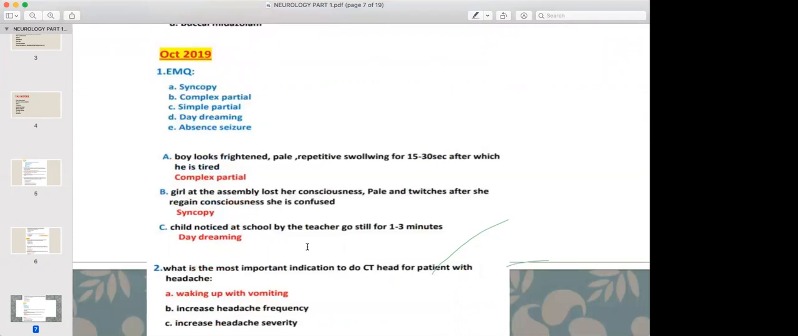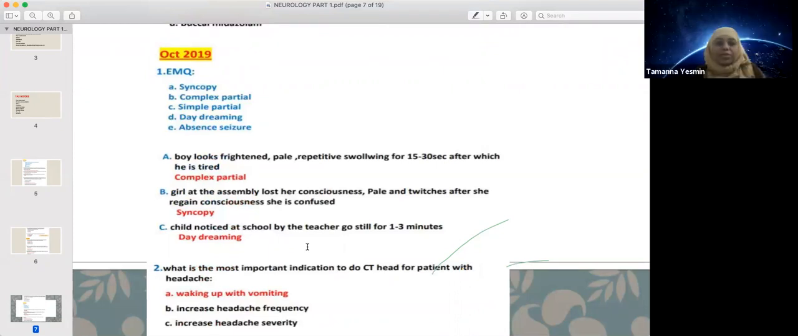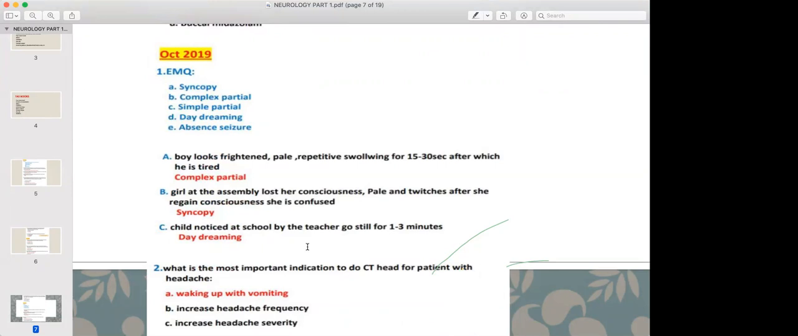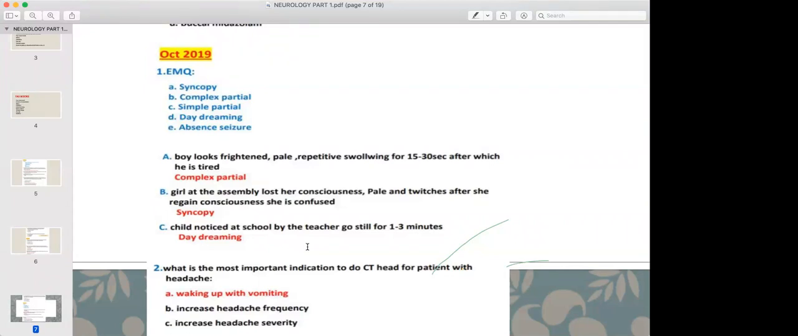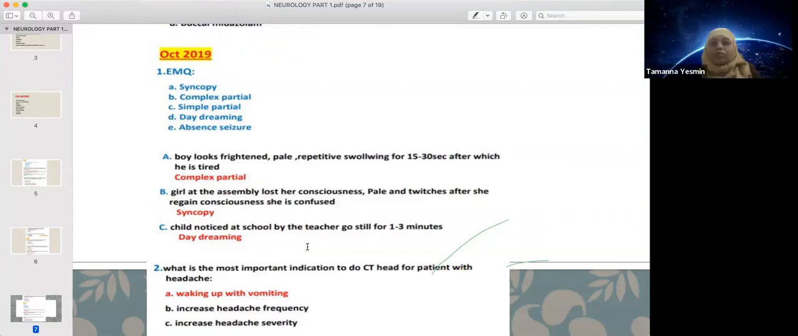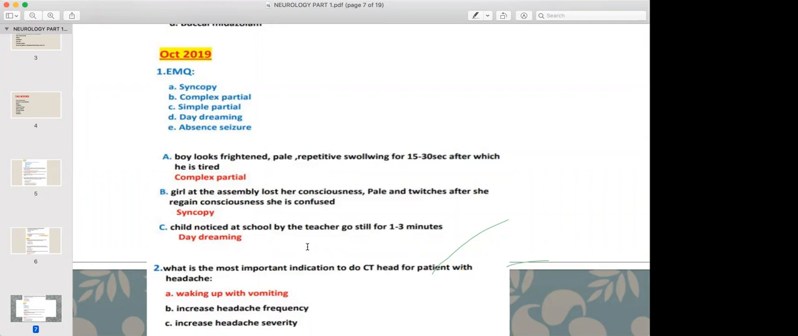Okay, now next. This is an extended medical question. What is the drug of choice in absence seizures? For boys, we usually use sodium valproate. Then we can use ethosuximide, lamotrigine also. But for girls, we will avoid sodium valproate. We will use lamotrigine or ethosuximide. Okay, thank you.